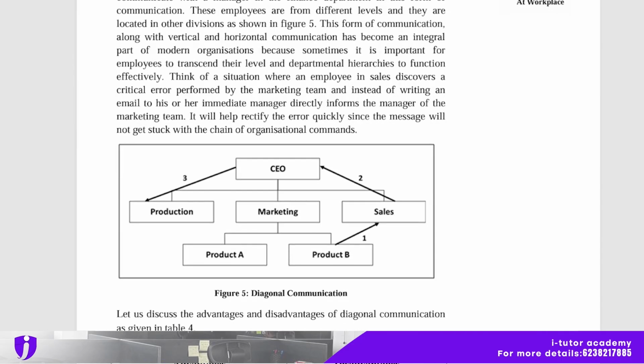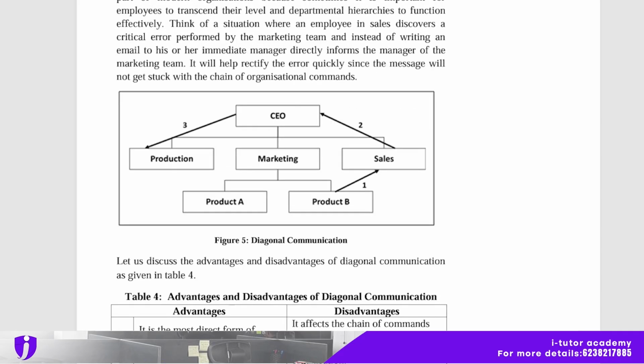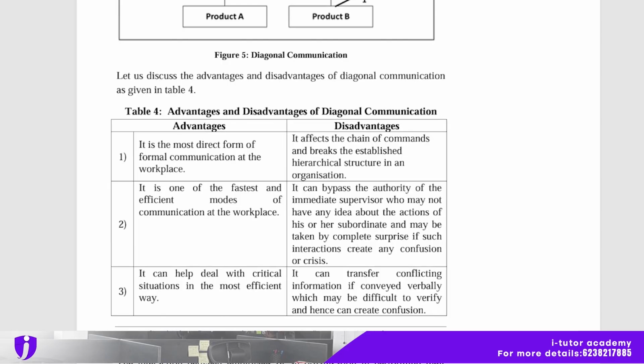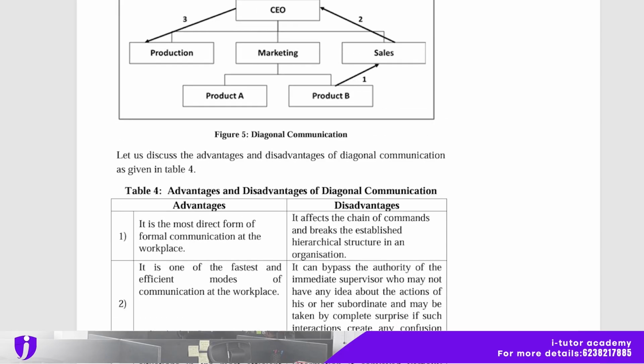CEO is there, and marketing, production, sales are there. Sales, then production, product B is there, product A is there, product A, B to sales, then it is to CEO, and it is to production, right? So that is the diagonal communication. So here are advantages and disadvantages also of diagonal communication. You just go through your IGNOU study material, it will be more clear.